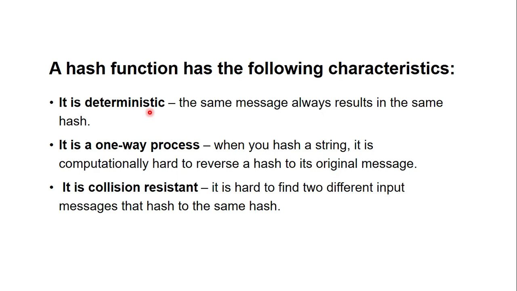It is a one way process. When you hash a string, it is computationally hard to reverse the hash to the original message. So it's difficult to decode, and that's why it's difficult to hack. No one can detect from the hash what data is inside. That's why it is much more secure compared to other systems. It is also collision resistant. It is hard to find two different input messages that hash to the same hash, right?